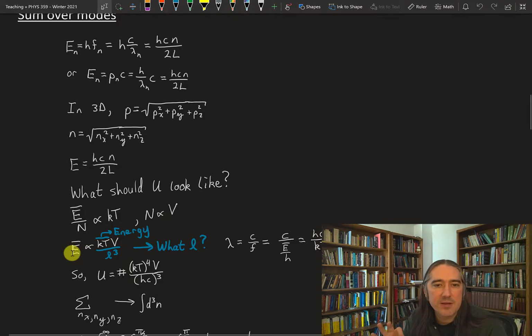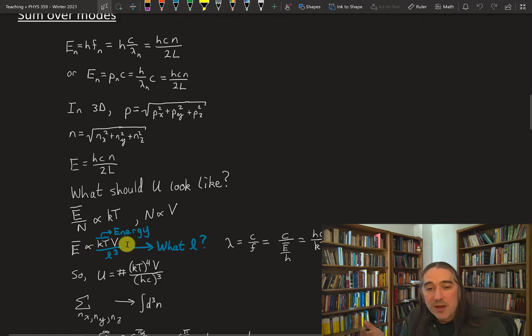Good, so E bar over N is proportional to kT, and N is proportional to V. Put it together: we expect that the energy of the system is going to be proportional to kT times V, but now look, that doesn't have the right units. kT has units of energy, but we've got a volume sitting there. So we want some length scale that we can use to cancel out the volume. We want to get the right units.